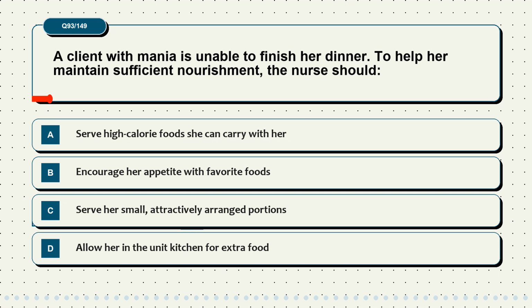Question 93. A client with mania is unable to finish her dinner. To help her maintain sufficient nourishment, the nurse should. Here are the options. Option A. Serve high-calorie food she can carry with her. Option B. Encourage her appetite with favorite foods. Option C. Serve her small, attractively arranged portions. Option D. Allow her in the unit kitchen for extra food.